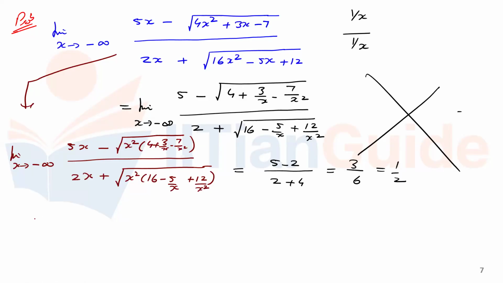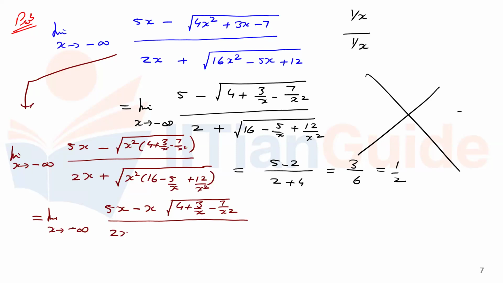Now I'm writing the next step, that is limits x extending to minus infinity, not infinity. We have 5x. X square, if I take the square root, I will get x. So I will get minus x outside. After that, 4 plus 3 by x minus 7 over x square. They are 0. No need to worry for them. After that, we are having 2x plus x under root of 16 minus 5 by x plus 12 upon x square. Am I right? Can we write?